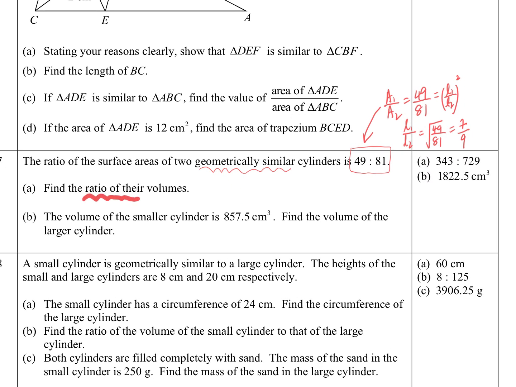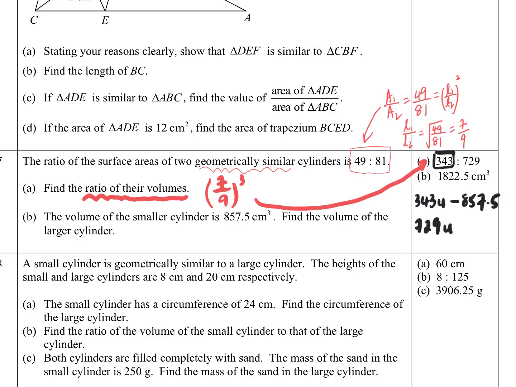But they want ratio of volume. So what do you think you need to do? You just basically cube the ratio you just found. So you will get the answer 343 is to 729. Then you just go and find the answer as per what is given. This is the small cone. So 343U is 857.5. Go and find 729U. This one is not difficult, but I just need you to know that you need to relate back to the ratio of the length.